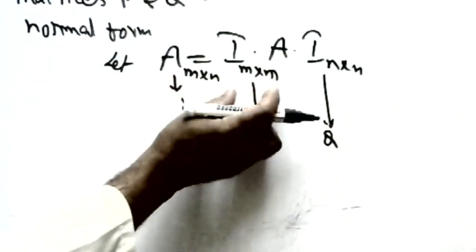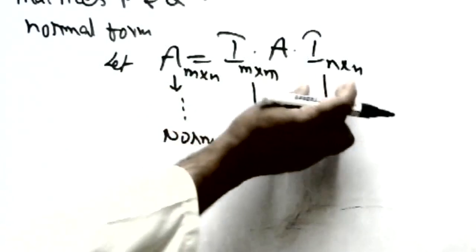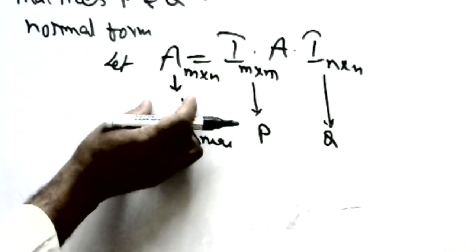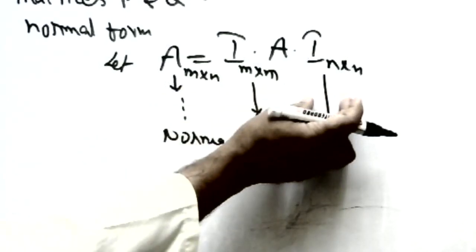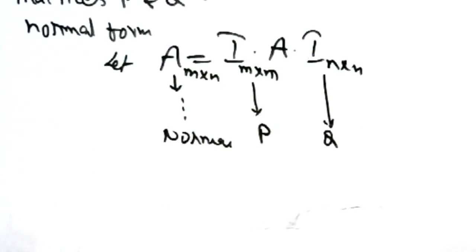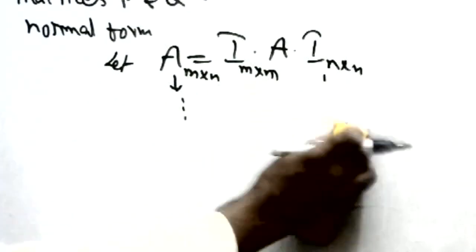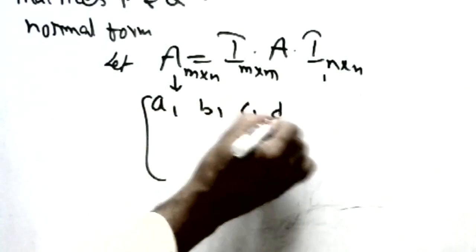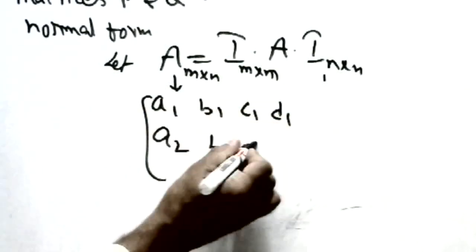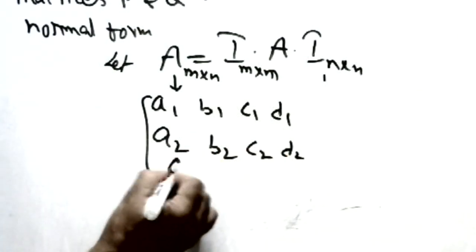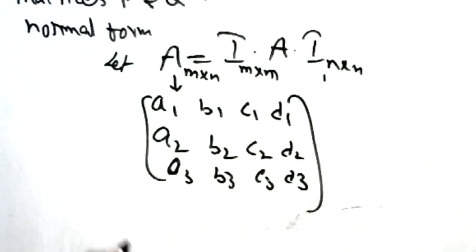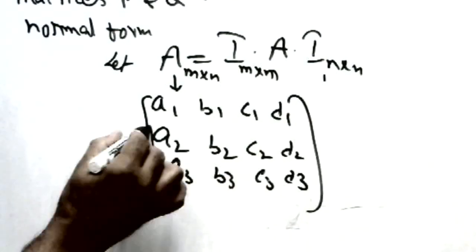But watch carefully, when we change the rows, you have to change this matrix, we should not change this matrix. When we change columns of A, we will change this I, but we do not change the other I. This is the main method. Suppose for instance A is like this: A1, B1, C1, D1, A2, B2, C2, D2, A3, B3, C3, D3.